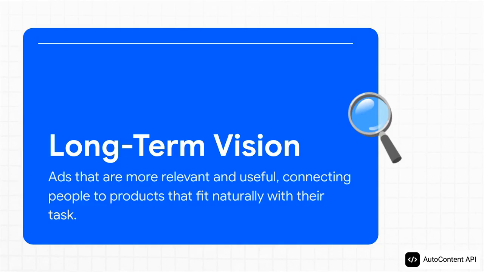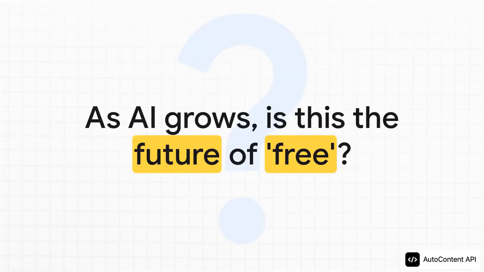And that leaves us with the big final question, doesn't it? We've already seen this exact model play out with search engines and social media, right? They're all funded by ads. So as these powerful AI models become just as central to our digital lives, is an ad-supported free tier simply the inevitable future for keeping these incredible tools accessible to everybody? I think that's the real question this test is starting to answer.